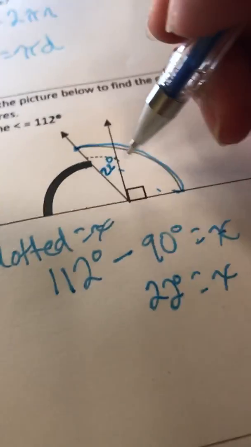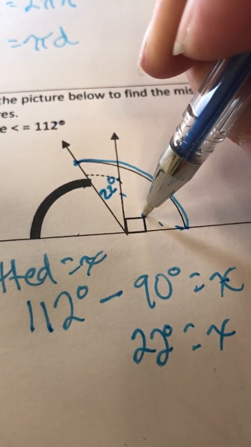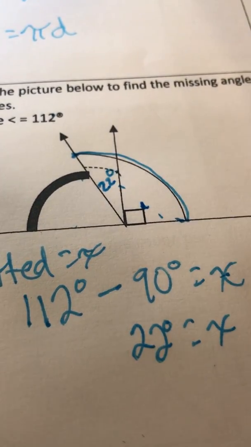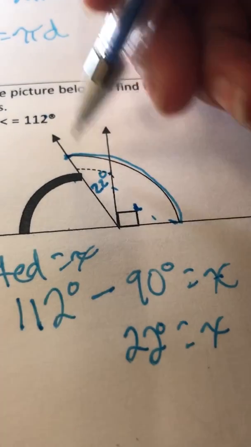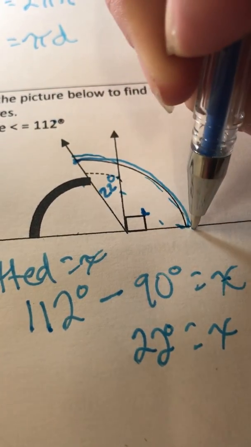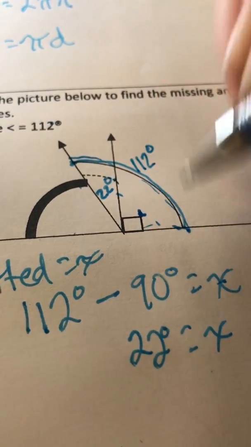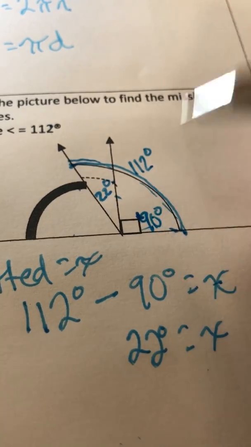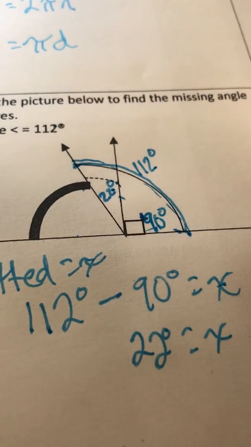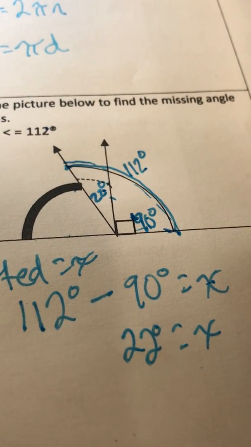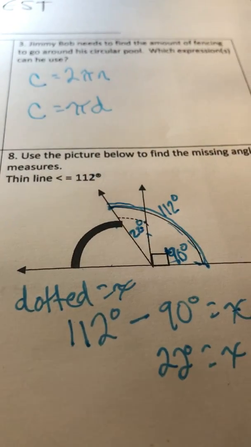Okay. We know that the 90 degrees came from the right angle, which that box right there tells us that that is a right angle, and right angles measure 90 degrees. So, because we knew that this whole angle here was 112, we knew that this part was 90. So, 90 plus the 22 from the dotted angle equals 112. Wait, I thought we were trying to solve for the thick. We were doing the dotted line first. Now we're going to solve for the thick line.